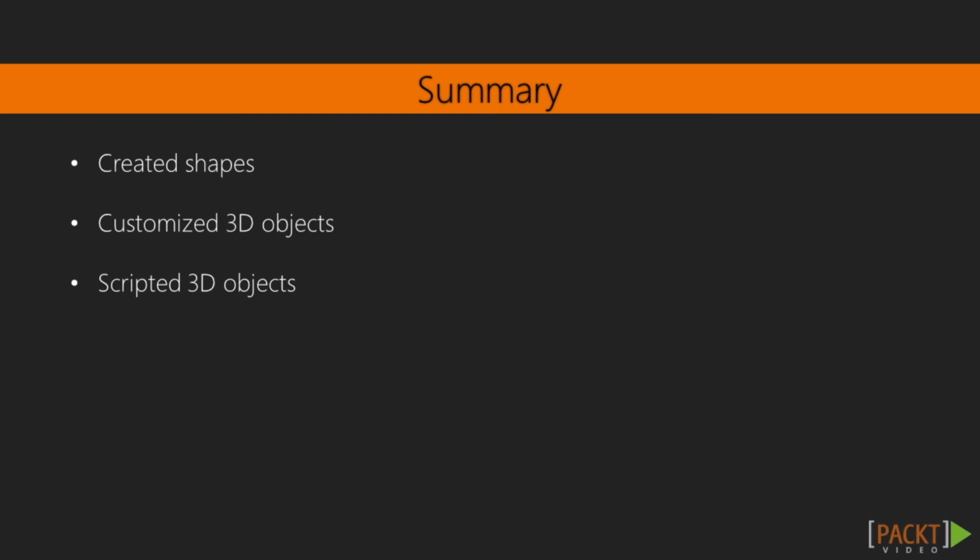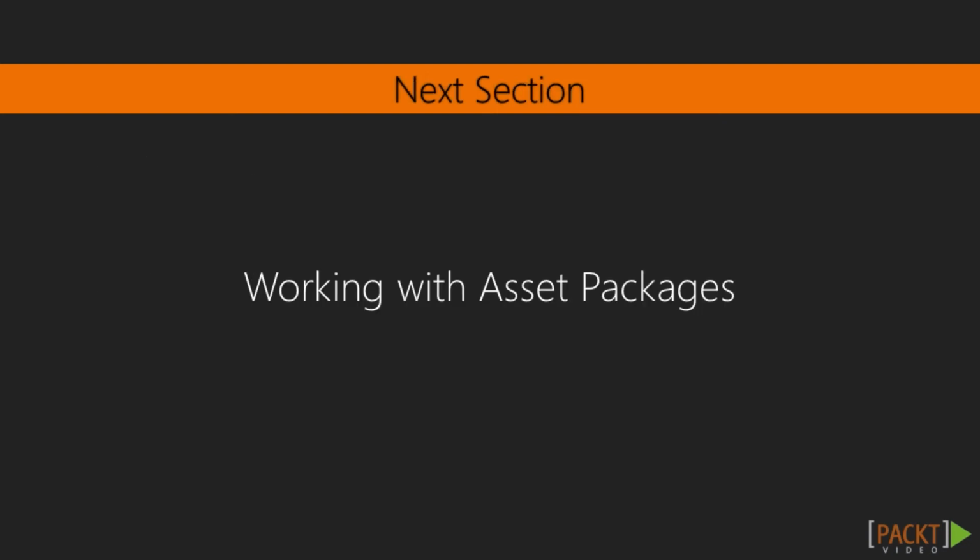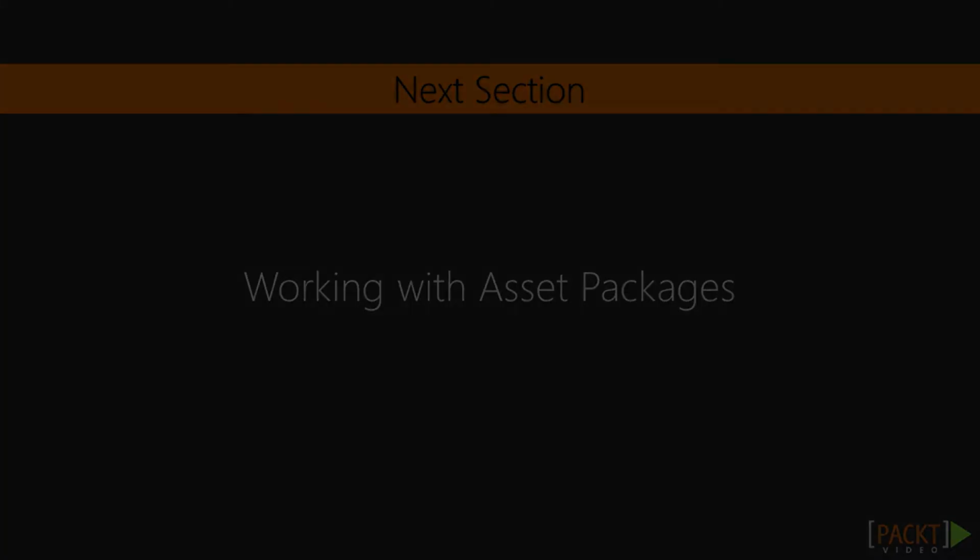In this section, we covered how to create 3D objects. We created a cube, a sphere, a capsule, and a plane. Also in this section, we made modifications to 3D objects we created. To demonstrate how to customize 3D objects, we experimented with a sky car that came bundled with Unity. Lastly, we introduced how to script 3D objects. Next section, working with asset packages.